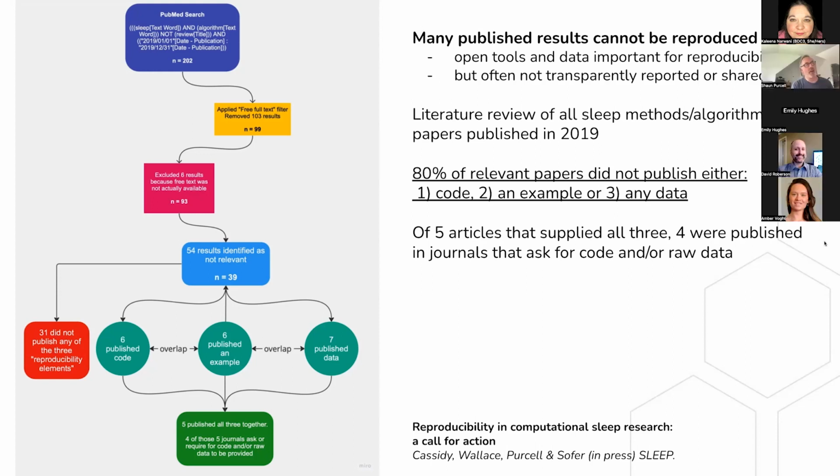So in the context of what some call a crisis of reproducibility across many biomedical research fields, we conducted a literature review of all sleep methods and algorithm papers published in a particular year. The vast majority of relevant reports did not publish either code, an example, or any data. And to be blunt, if a method can't readily be used by others, it's hard to see what value a paper describing that method really has. And of note, of 5 articles that supplied all of the above, 4 were published in journals that asked for code and/or data, pointing to a clear role for journal editors in this regard. Next slide.